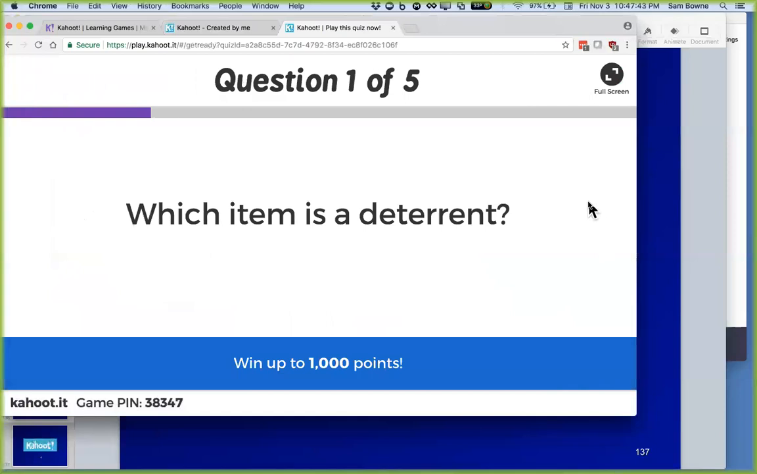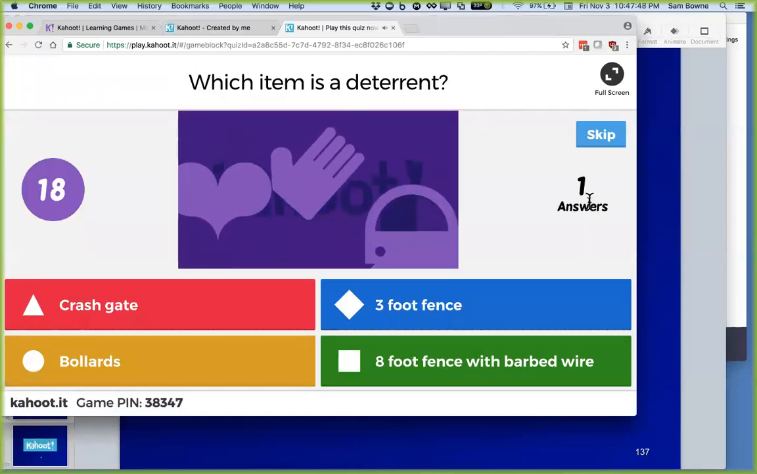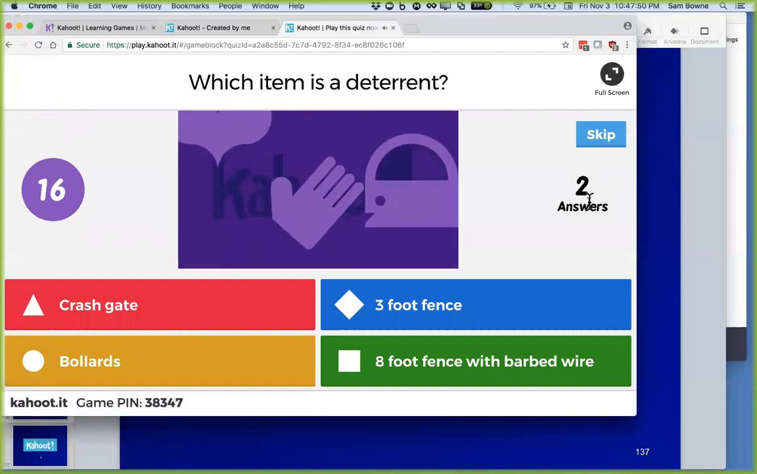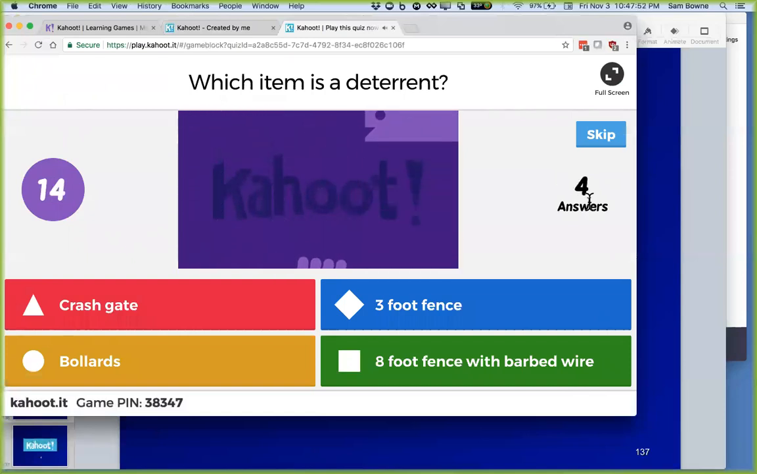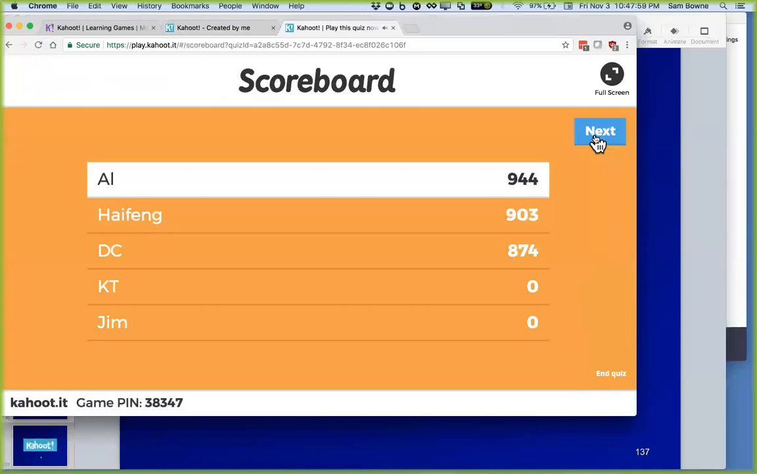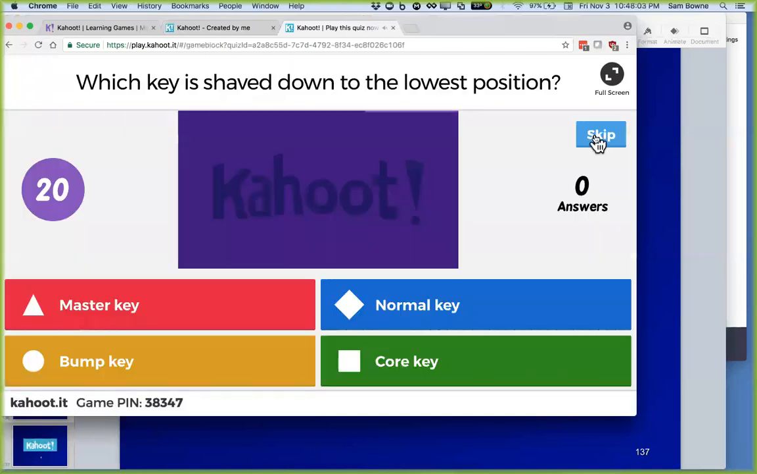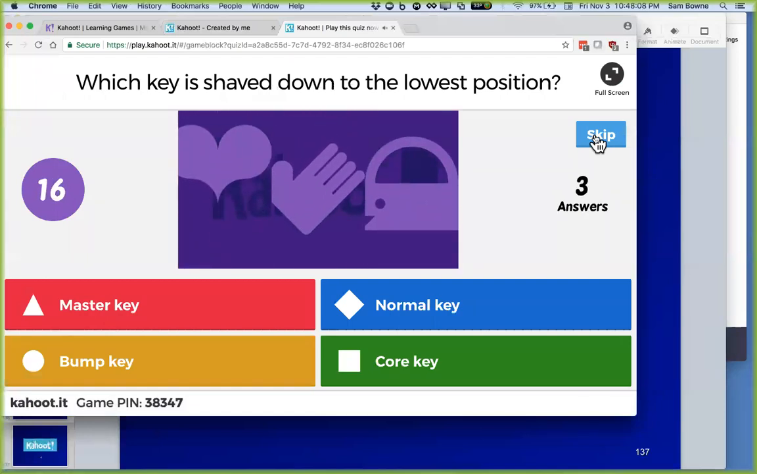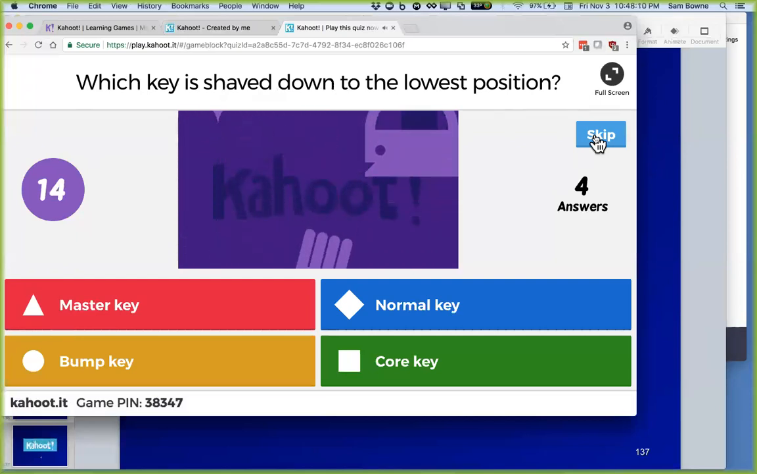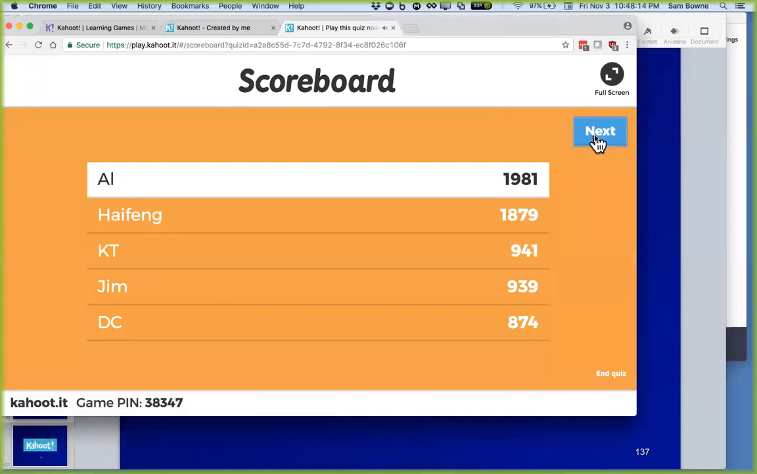Okay, which one of these is a deterrent? Okay, that's the 3-foot fence. Doesn't really prevent anything, but it might scare some attackers away. If you shave a key down to the lowest position, what have you got? That's a bump key.